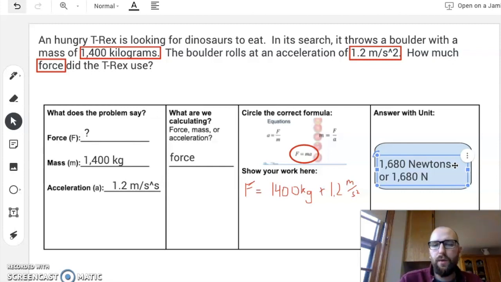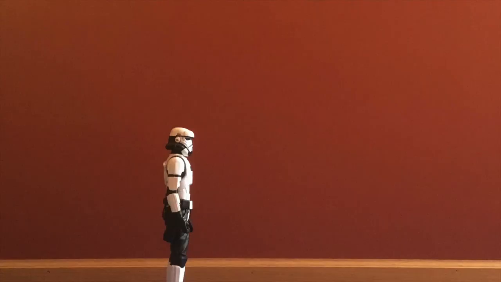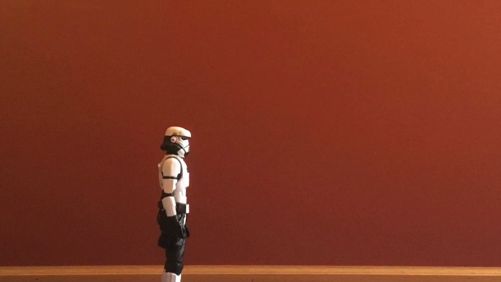Let's check out another one where we're not solving for force, but solving for something different. In this scenario, we have an unsuspecting Stormtrooper who comes to the realization he's in the wrong spot at the wrong time.